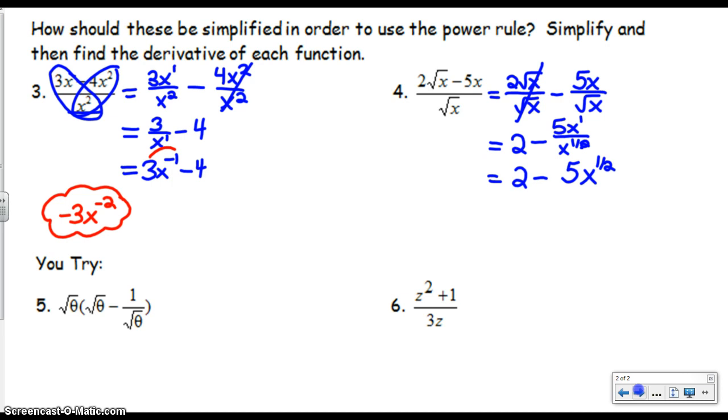And now we can do the power rule. So the 2 becomes a 0, so we don't have to worry about it, and we're going to apply the power rule to the second term. So we get negative 5/2, and then x to the 1/2 becomes x to the negative 1/2, because 1/2 minus 1 is negative 1/2.